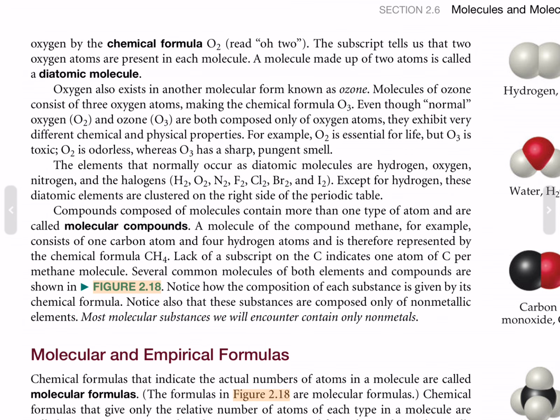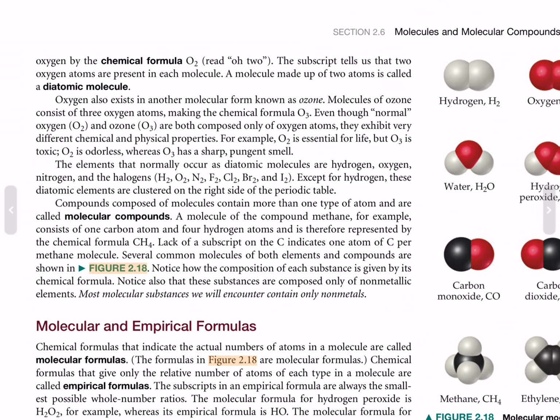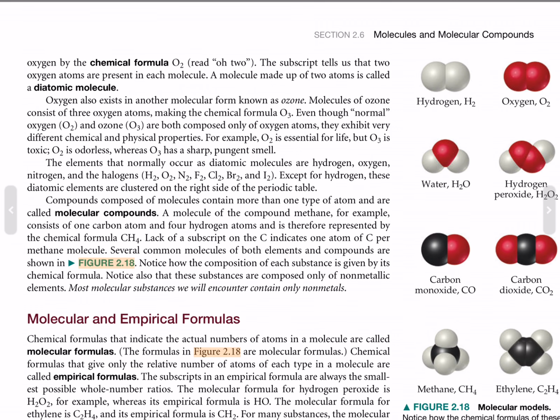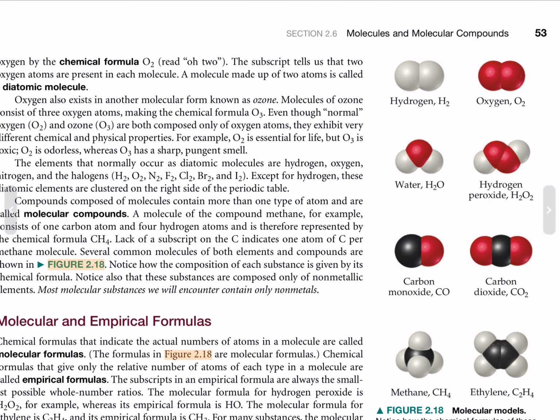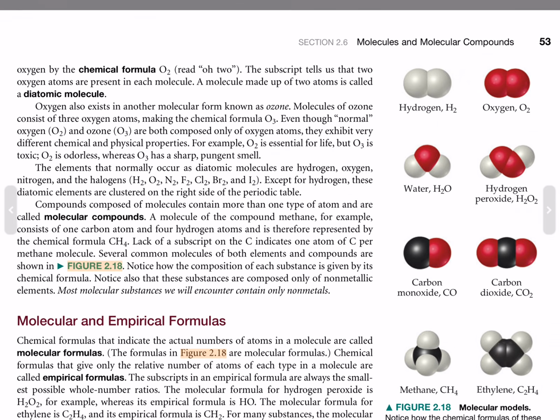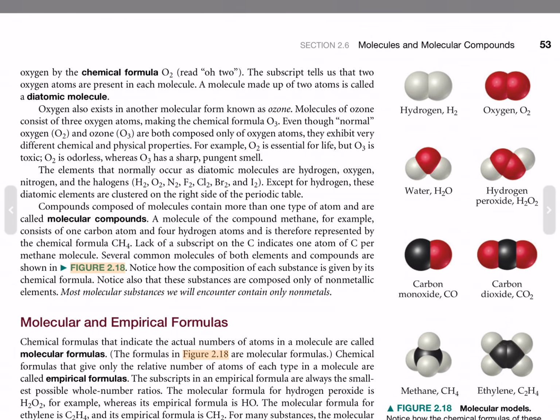Oxygen also exists in another molecular form known as ozone. Ozone consists of three oxygen atoms, making the chemical formula O3. Even though normal oxygen and ozone are both composed only of oxygen atoms, they exhibit very different chemical and physical properties. For example, O2, or oxygen, is essential for life, but ozone is toxic. Oxygen is odorless, whereas ozone has a sharp, pungent smell.